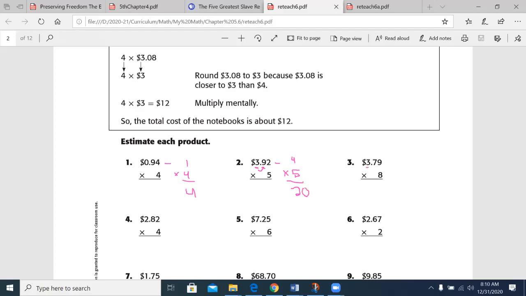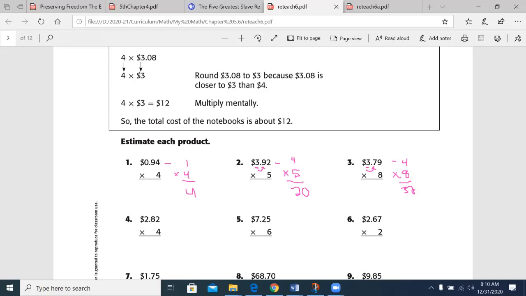3 is again rounded. Look to the right, and it's a 7 here. 7 makes that go up to 4. Apparently they like to do things with 4s in this chapter. 4 times 8, 32. And that's basically what you're going to do throughout this entire section.